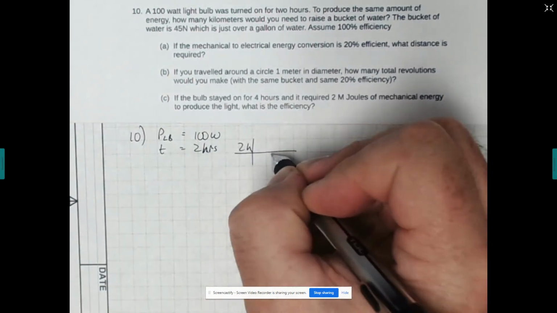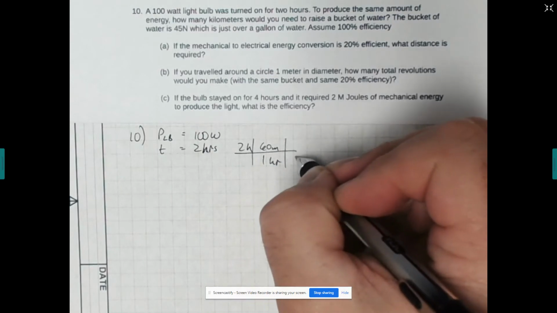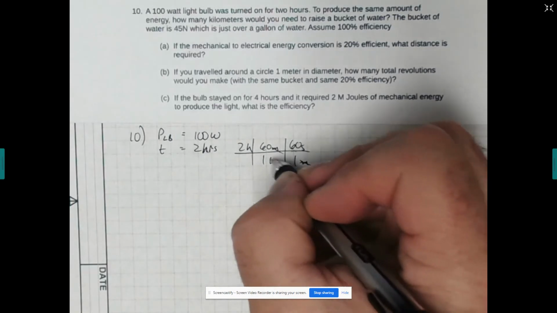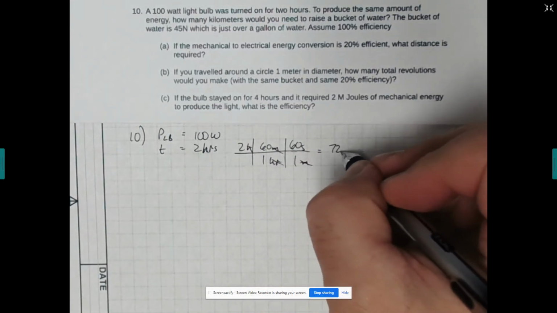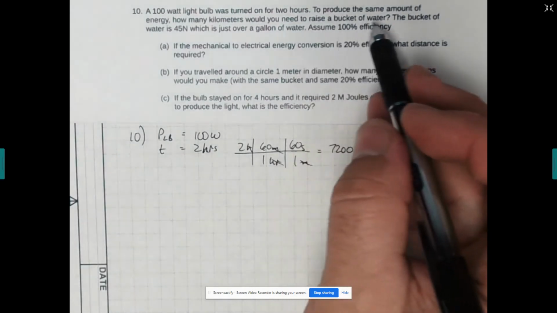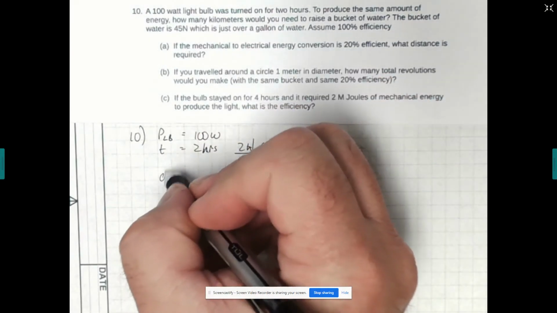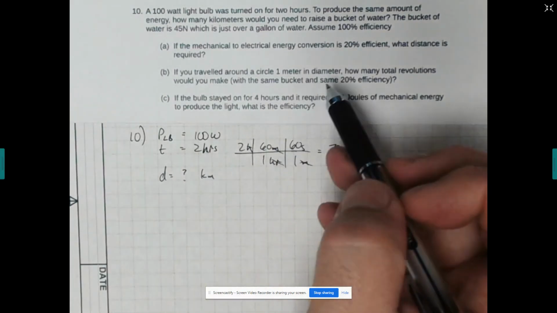So we have 2 hours. There's 60 minutes in 1 hour. And then there are 60 seconds in 1 minute. So the minutes will cancel, the hours will cancel, and we'll end up in seconds. And that is 7,200 seconds. So that is my time. To produce the same amount of energy, how many kilometers would you need to raise a bucket of water? So my distance is my unknown, and we're going to want that in kilometers when we're done.